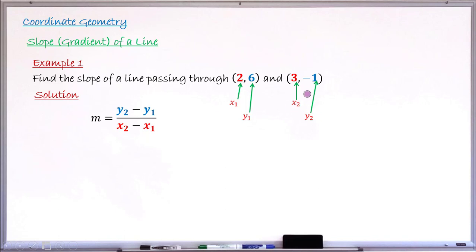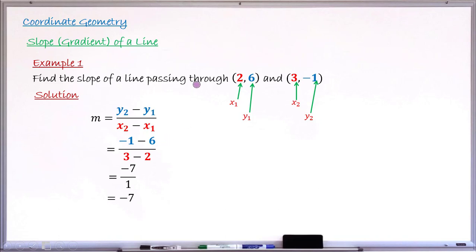My y2 is nothing but minus 1. My y1 is nothing but this value 6. And x2 is nothing but 3, and x1 is nothing but 2. So substituting there, you now have minus 1 minus 6 divided by 3 minus 2. And you now simplify both the numerator and the denominator. My numerator, minus 1 minus 6, simply gives minus 7. And 3 minus 2 simply gives 1. And minus 7 divided by 1 will give the final result minus 7. So minus 7 is the slope of this very line.